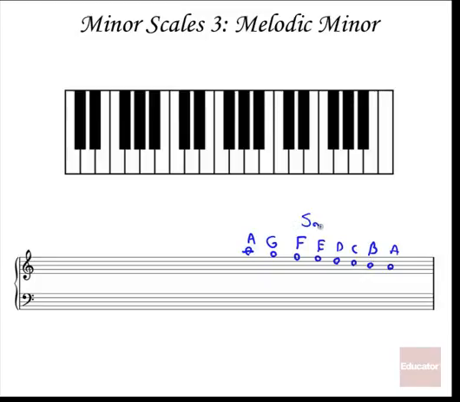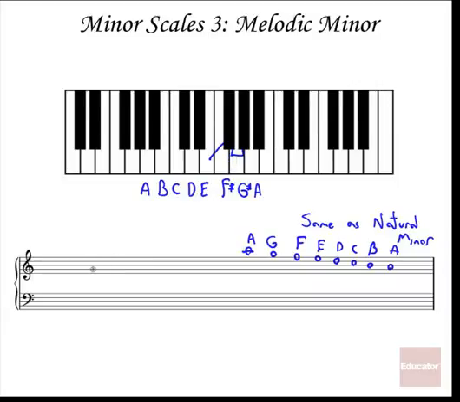So same as natural minor. But let's look at the ascending form. So we're going to start on this A again. B, C, D, E. And then instead of going this half step from E to F, we're going to go a whole step to F sharp, and then another whole step to G sharp, and then we're back to A.